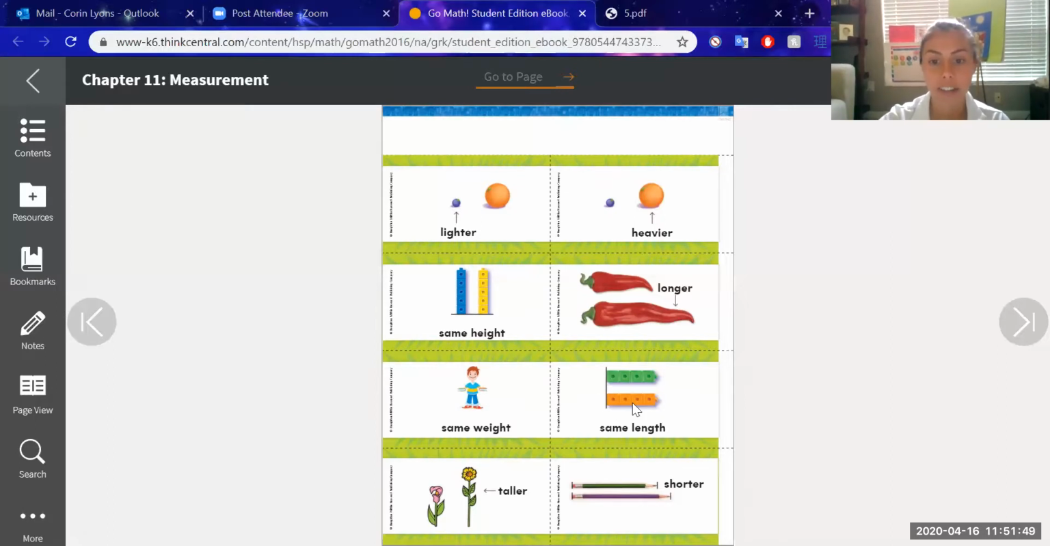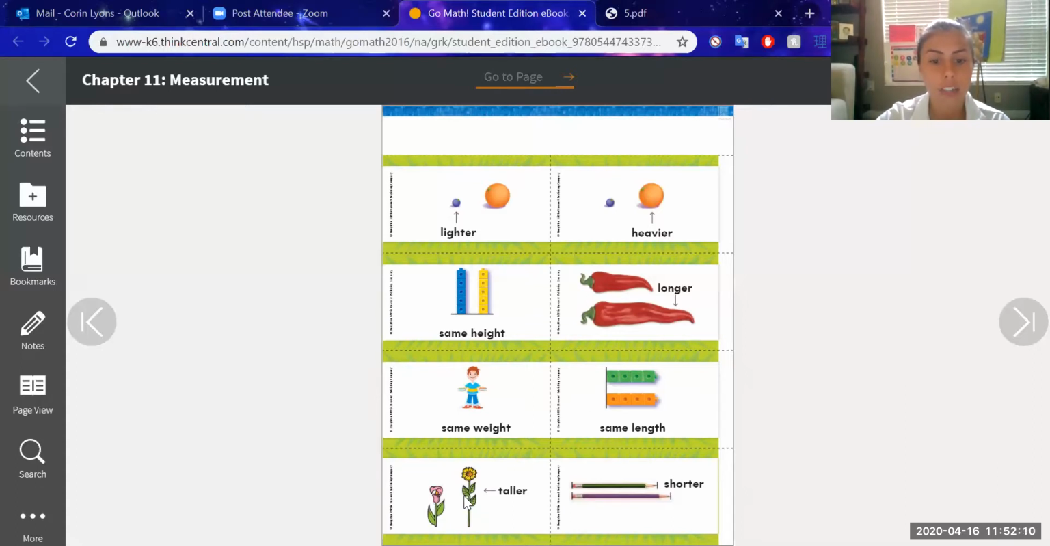Once again, in this picture, we see two cube trains, but they're pointing a different direction. They're going from left to right. So they're measuring length instead of height. And the green and the orange are the exact same. So these cube trains are the same length.